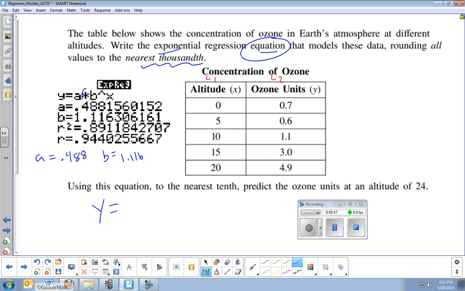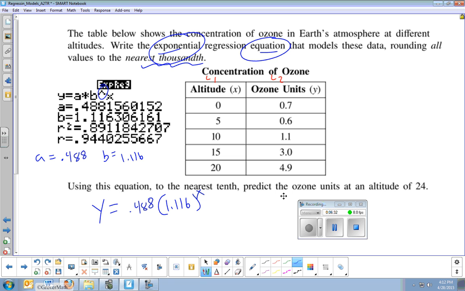So a times b raised to the x. I'm not going to do this silly little symbol for times. We're going to write it as 0.488, and then the way I do times b is I do parentheses for the b, 1.116, because we know when there's a coefficient up against parentheses, that means multiplication. And then this is your exponent symbol, so your exponent is an x. If you were to write it like this, that's not an exponent, so you'll lose points there. So make sure you write it as an exponent. That's what exponential means, is that x is an exponent.